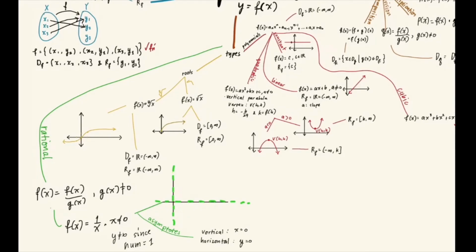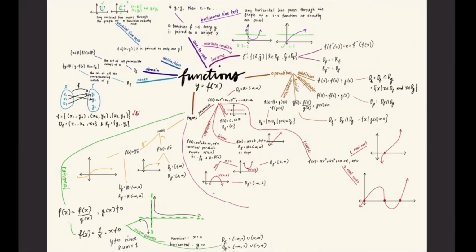Okay, so that's the graph of 1 over x. The domain of this is the set of all numbers except 0, and the range is the set of all numbers except 0.